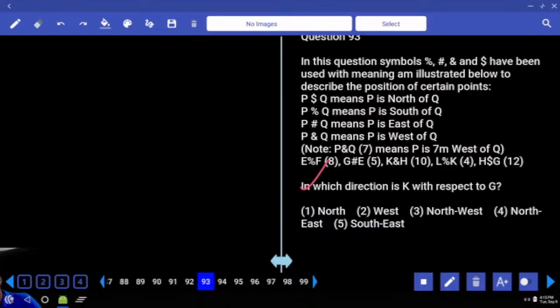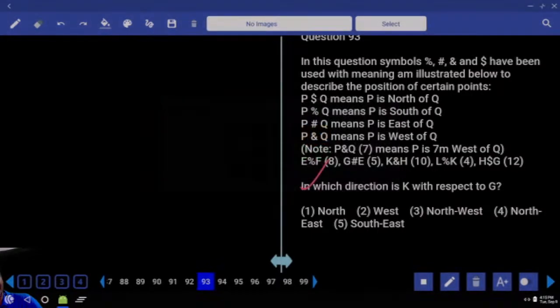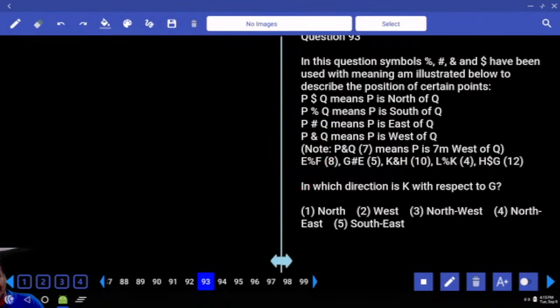First or the second priority? Definitely first priority directions. Now P dollar Q: dollar stands for north, percentage is south, hash is east, and ampersand is west. Now P and Q bracket 7 is given. P is 7 meters to the west of Q. The same number you need to consider.